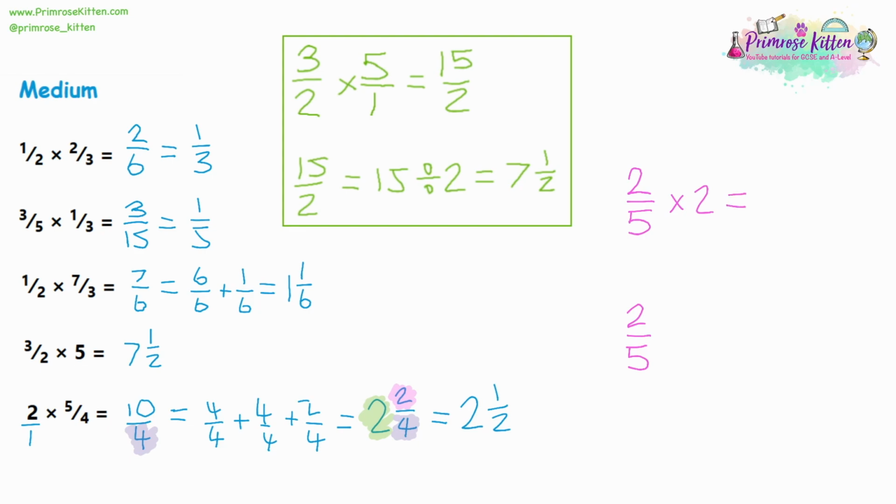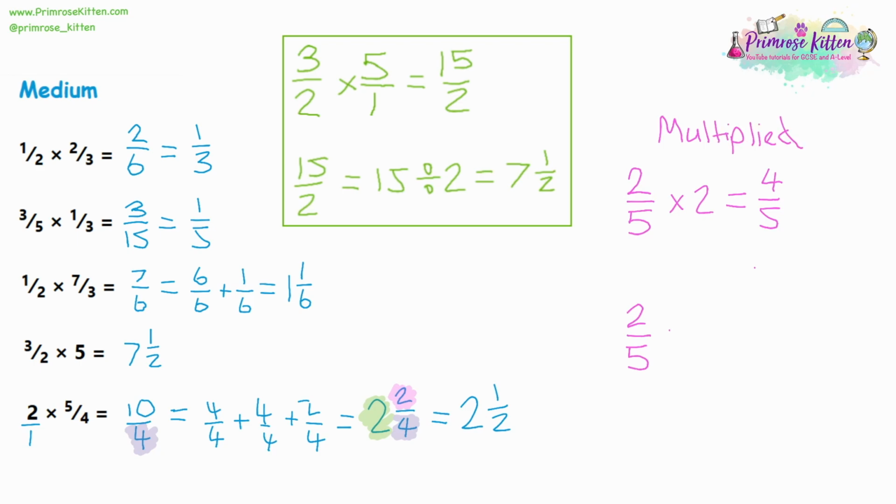Now this is using the method we've been using the entire time, so we multiply the numerators, so 2 times 2 is 4, and then multiply the denominators. Remember that whole numbers have a denominator of 1, so 5 times 1 is 5, and what we have done here is we have multiplied. And this is using the method we've been using the entire video.